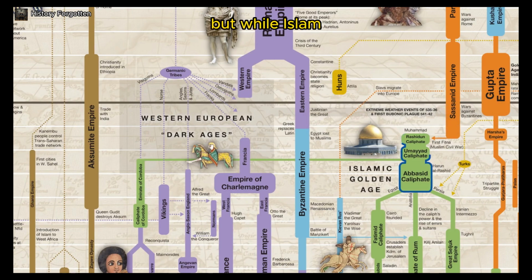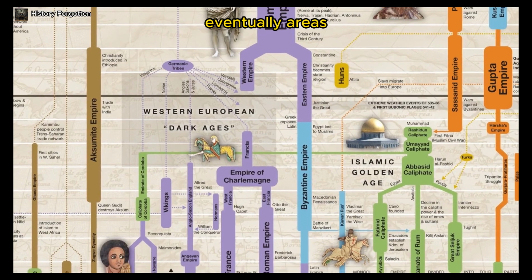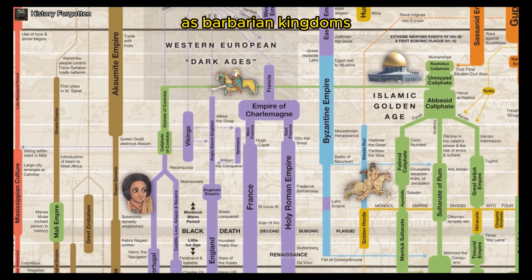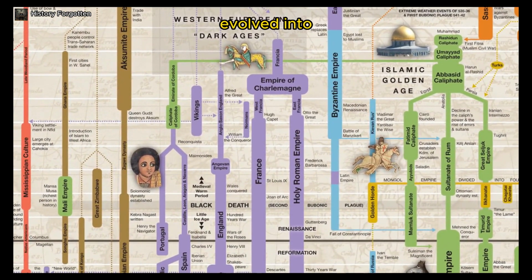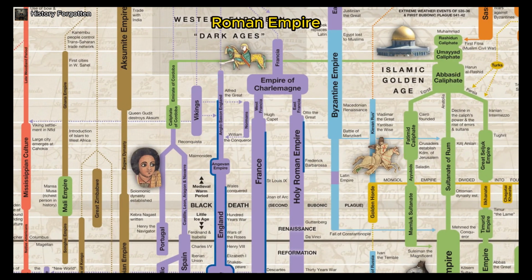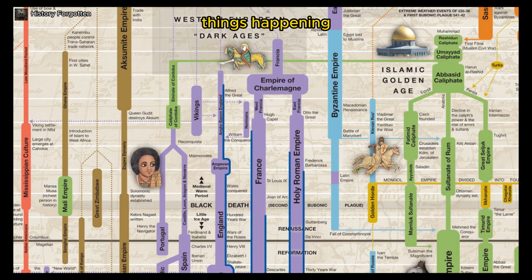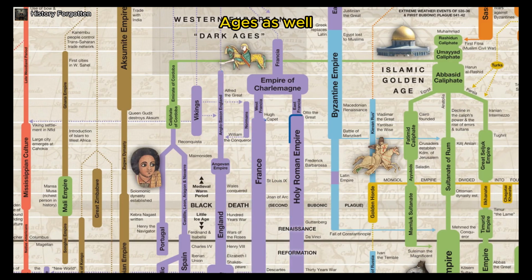But while Islam was expanding in the Middle East, Christianity was expanding in Europe. Eventually, areas that started out as barbarian kingdoms evolved into major powers, such as England, France, and the Holy Roman Empire. But there were lots of other things happening during the Middle Ages as well.